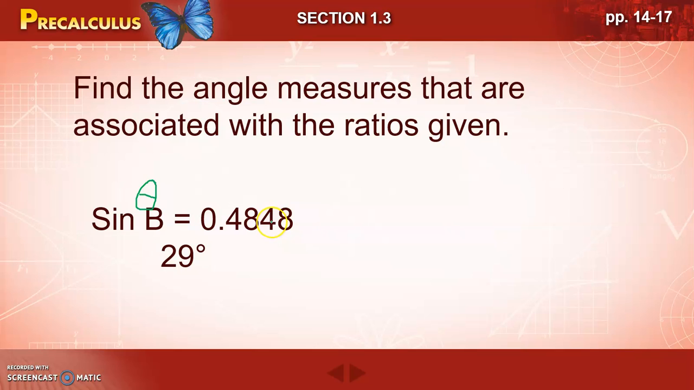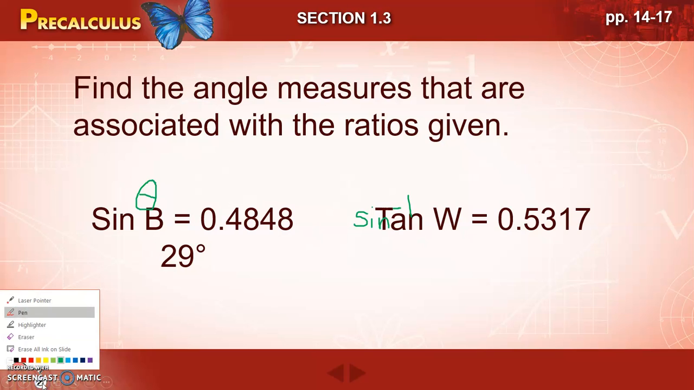Well, we type 0.4848 into our calculator, and we're going to use that sine to the negative 1 button to find out that the sine of an angle with 0.4848, that's 29 degrees. You can also refer to the chart of trig values in the back of your book or online, but using your calculator is a little bit easier.